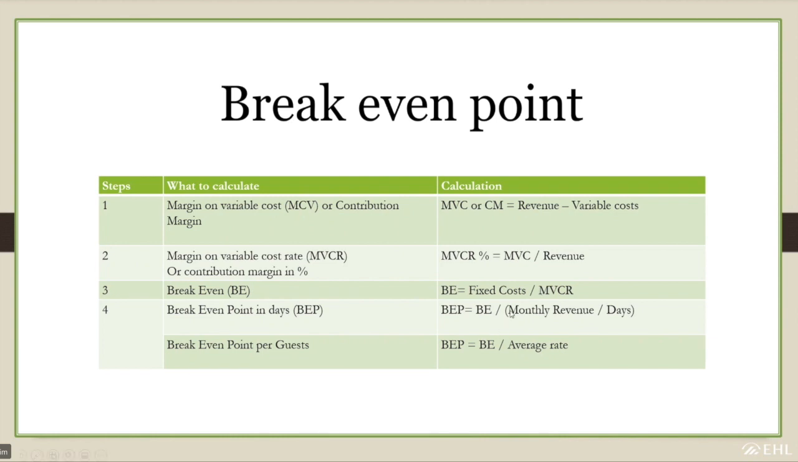Now, how you can do that in days? It's the break-even point divided by the monthly revenue or the days. You can also do it by yearly revenue. This is very important because it can also be that you have to calculate it per year. As the teacher, William-Alexandre François, said, you normally calculate it per month, but you can also calculate it per year. This then depends. And the break-even point per guest is the break-even divided by the average rate, which is the average check. So you know about how many guests you have to have in order to achieve the break-even, and you can therefore calculate accordingly.